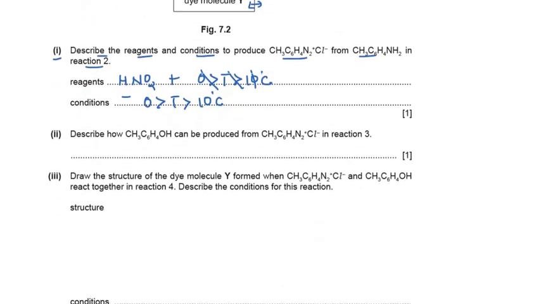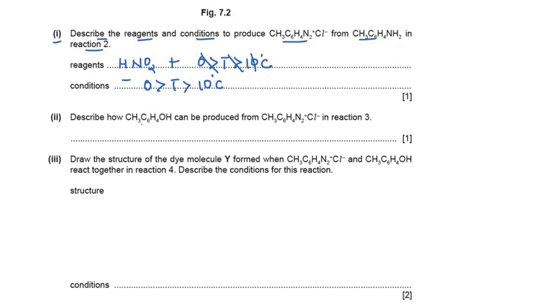The second part of this question is describe how the CH3C6H4OH can be produced from this diazonium ion in reaction 3. So if we want to replace the diazonium ion with OH, then we need to add water. So add water and warm, that is the temperature should be greater than 10 degrees. Warming with water at a little higher temperature will replace the diazonium ion with the OH, or you can say the phenol is produced.